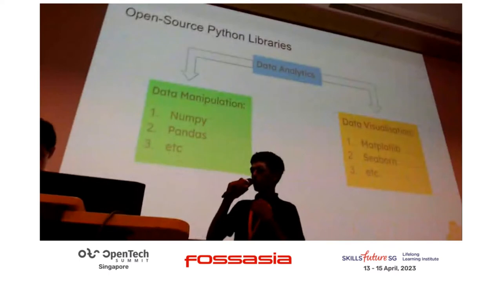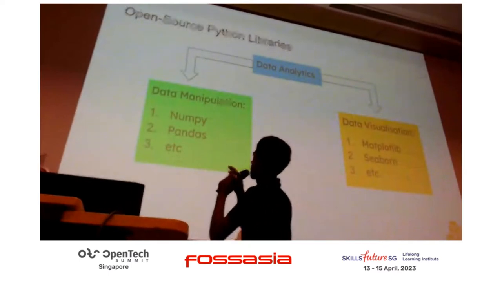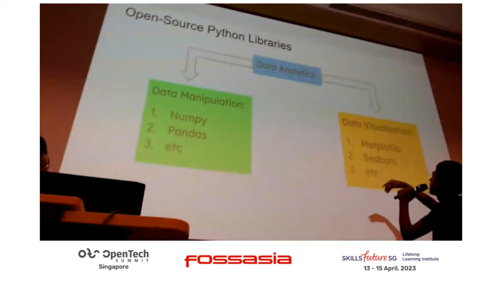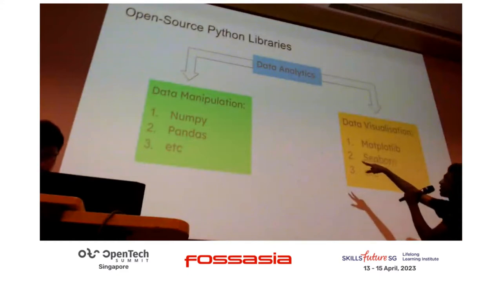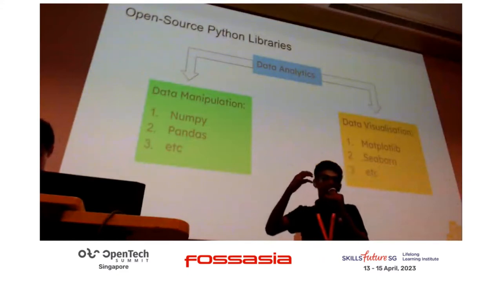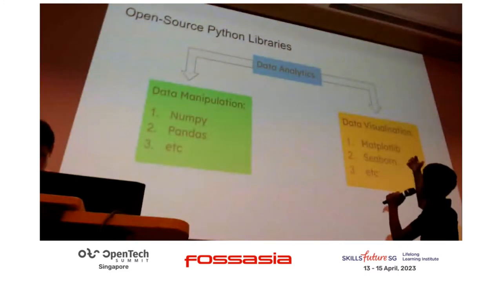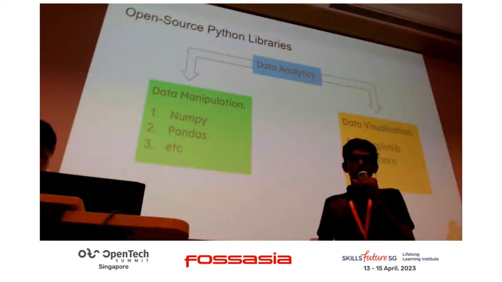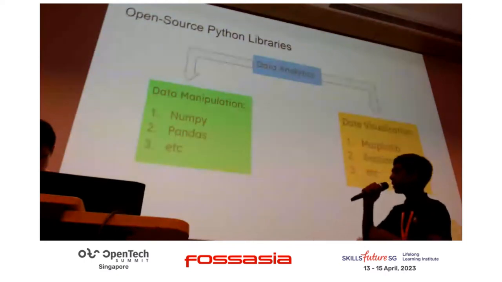So some open source Python libraries that we will be covering today are, as I said before, NumPy and Pandas, which are used for data manipulation, and data visualization modules such as matplotlib and Seaborn. Notice that we separated them because data analytics is not only manipulating data, but also visualizing it and presenting it in a presentable state, such that if you have to present to a client or anyone, it will be quite easy to understand.